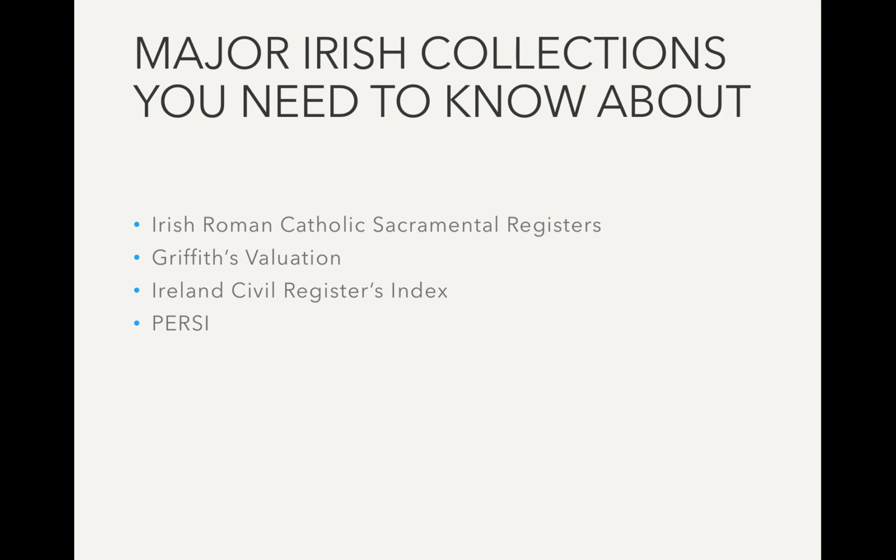Let's move into some of those Irish collections you need to know about. There are a couple that I really want to share with you today. The first is the Irish Roman Catholic Sacramental Registers. And then we will quickly look at Griffiths Valuation and the Civil Registers Index. But we're also going to spend a few minutes on Percy. And that one, if you're familiar with Percy, you may not think of immediately when you think of Irish research. But hopefully by the time we're done, you'll be convinced that it's a resource you need to look at.